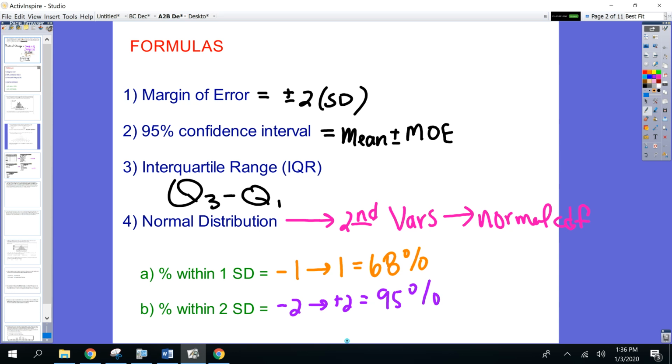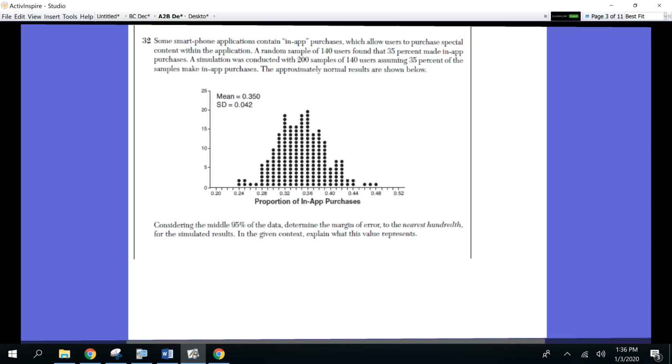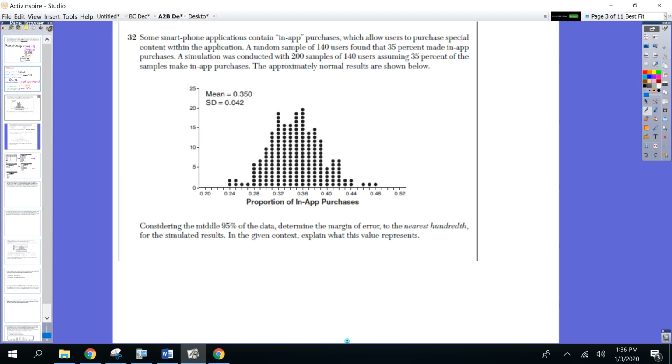All right, with those formulas. Still got your Regents out? Question 32. A lot of stats on the Regents. Got our simulation like usual. Never ends. It doesn't. Can't get out.